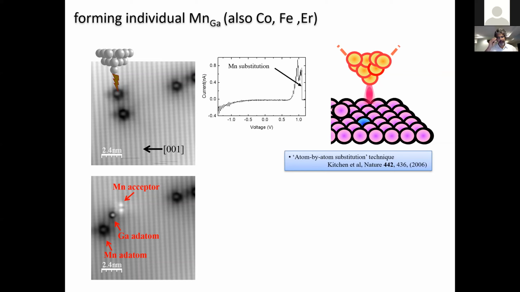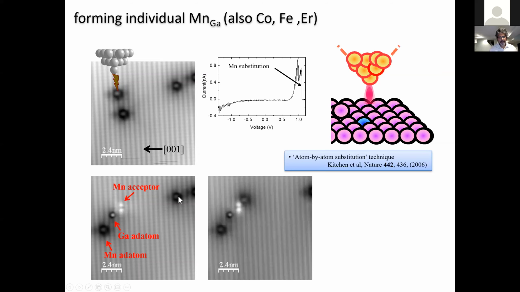So STM is very good at telling you that something's different. It can't tell you what it is, though. Interestingly, we see that a manganese atom on top of the surface is very different from a manganese atom in the surface, because they image completely differently.